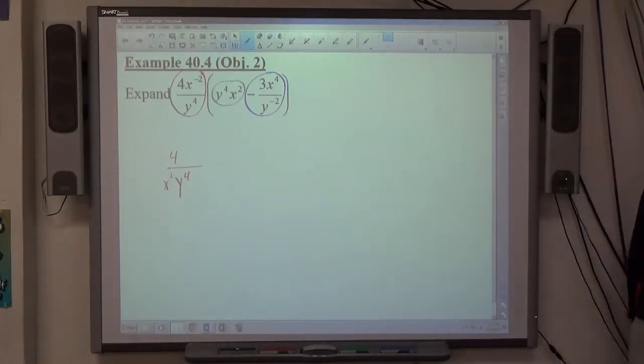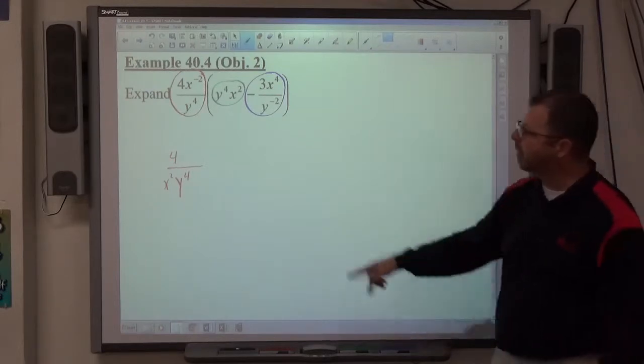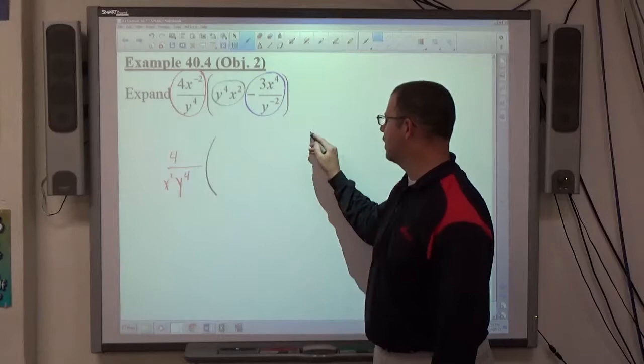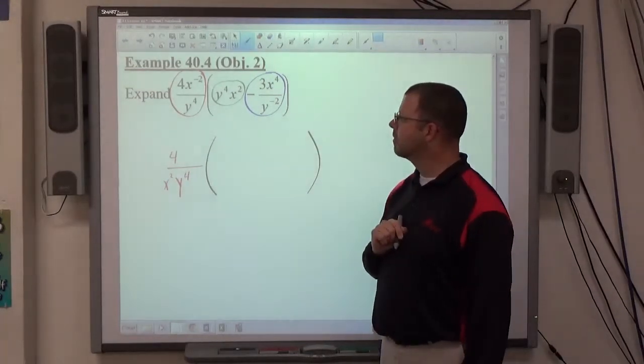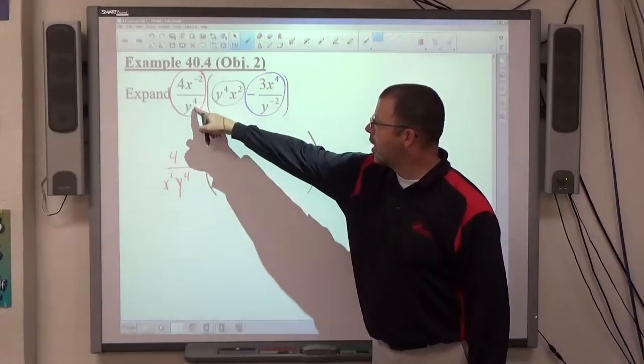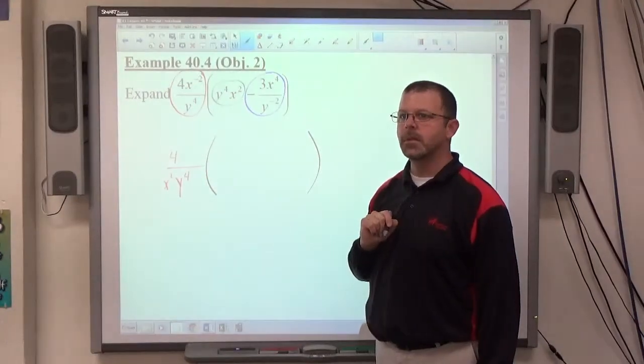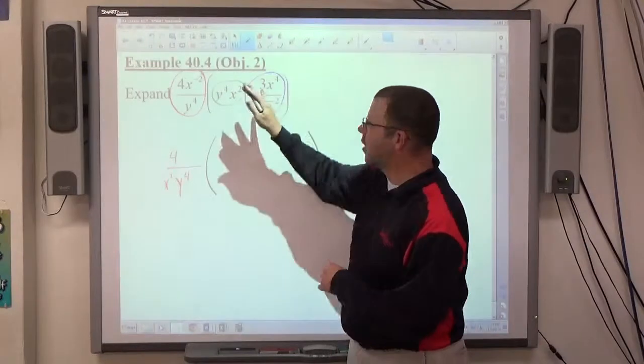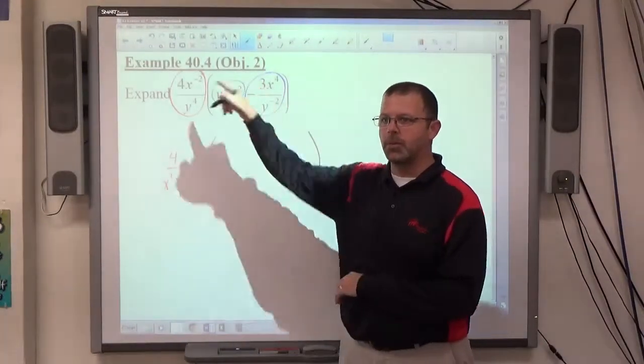So that red circle thing, the x to the second power belongs in the bottom because it's a negative power. We put it where it belongs. Then I put my parentheses. Wait, what about y to the fourth? Why is it on the bottom? Y to the fourth is on the top. It's a positive power. All right. I'm just dealing with the red circle. I'm not dealing with the blue or the green yet. I'm just dealing with the red.